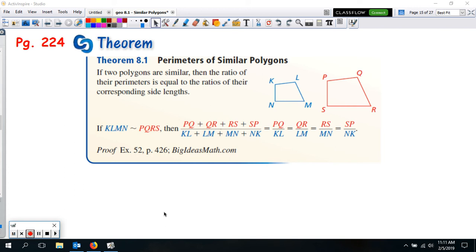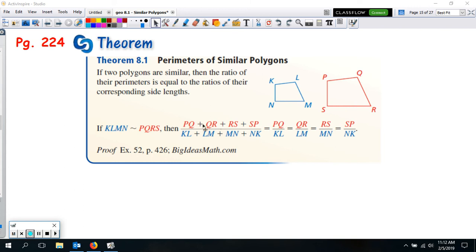So the theorem says that if two polygons are similar, then the ratio of their perimeters is equal to the ratio of their corresponding side lengths. So basically what that means is that if we're told these two shapes here are similar, they are the same shape but they're different sizes, like a dilation. So they are similar polygons. So what we could do then is figure out what the perimeter of one is. So we can add up all the sides of this one and add up all the sides of this one.